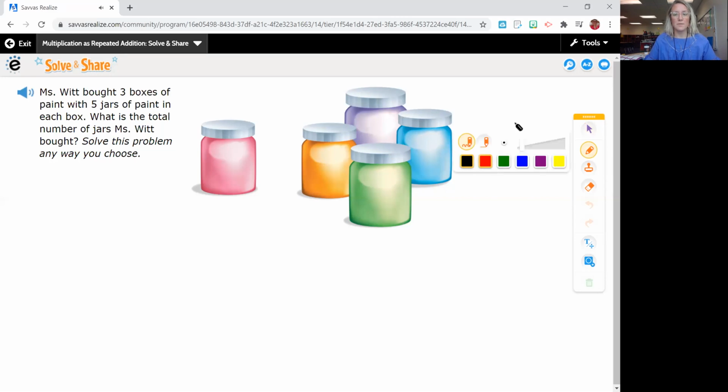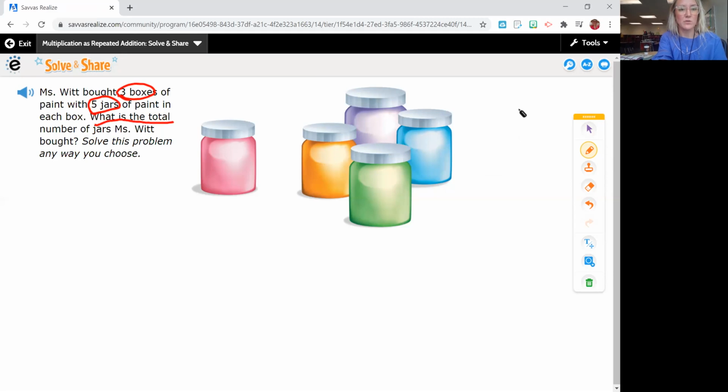So I'm going to start by circling my important numbers. I have 3 boxes, and I'm going to circle what they mean too. 3 boxes and 5 jars. Then I can underline the question, what is the total number of jars Ms. Witt bought? Go ahead and complete that right now. If you have to pause, you may pause.